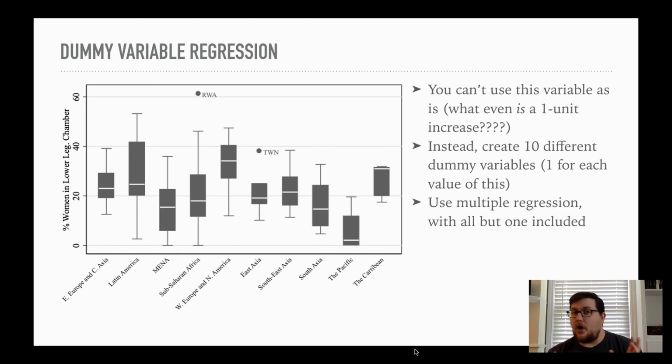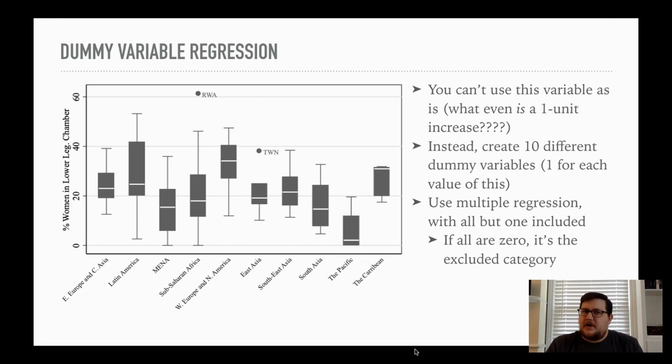Now you would use multiple regression here, so you'd throw in almost all of your dummy variables. However, you have to leave one excluded. So you'd include all but one of these, so you'd include 9 of these. There's an important reason for that. If you include all 10 of them, and they're all simultaneously equal to 0, what's the reference there? There are no countries that don't fit into one of these regions.